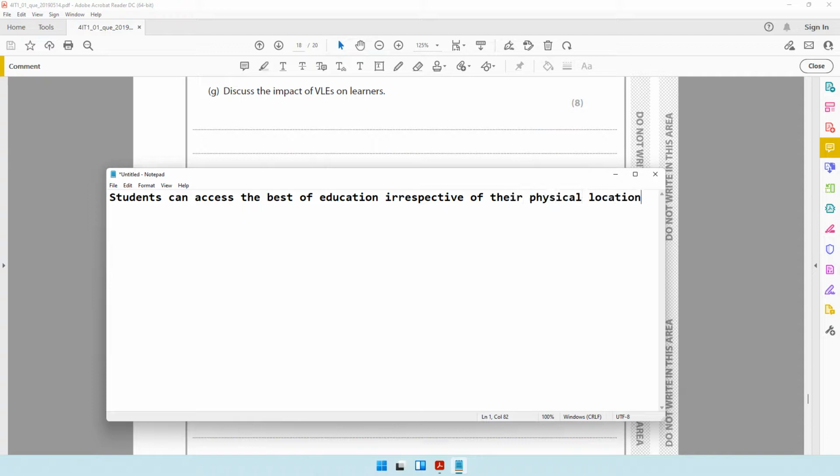Obviously this is something that is very good. It doesn't matter where the students are living. They can be very far from the college, they can be in a different country. Still they can access it because all they need is an internet connection and a digital device. So their physical location doesn't really matter.